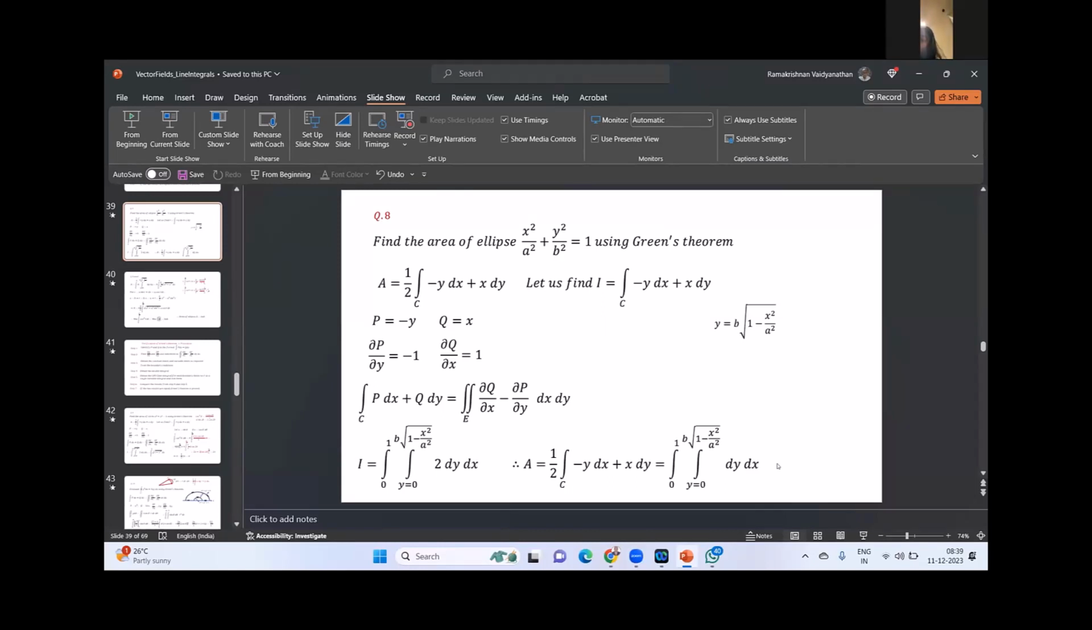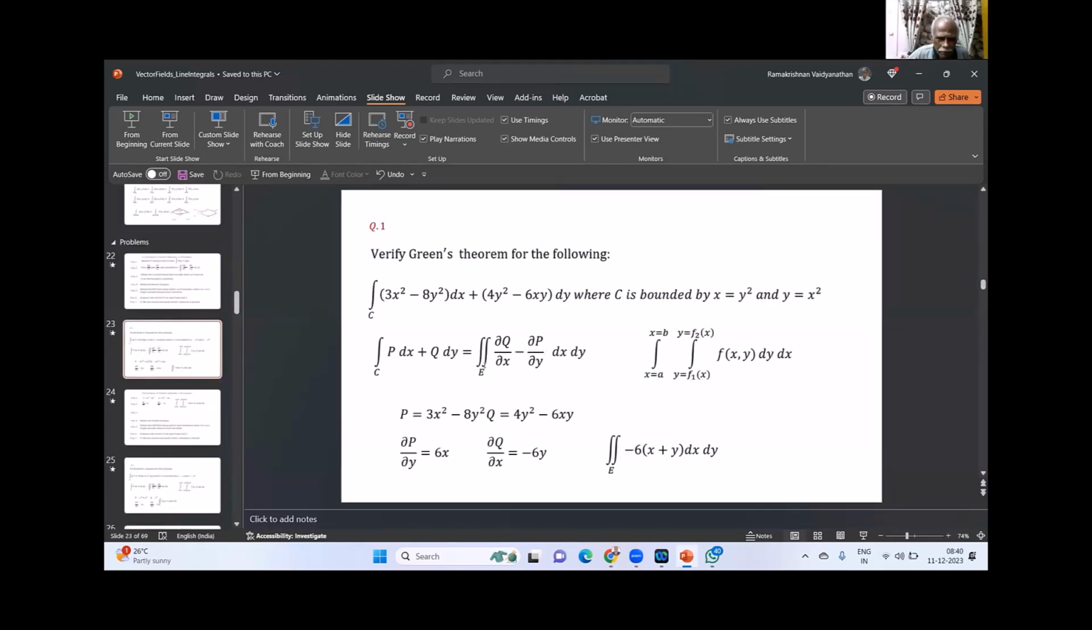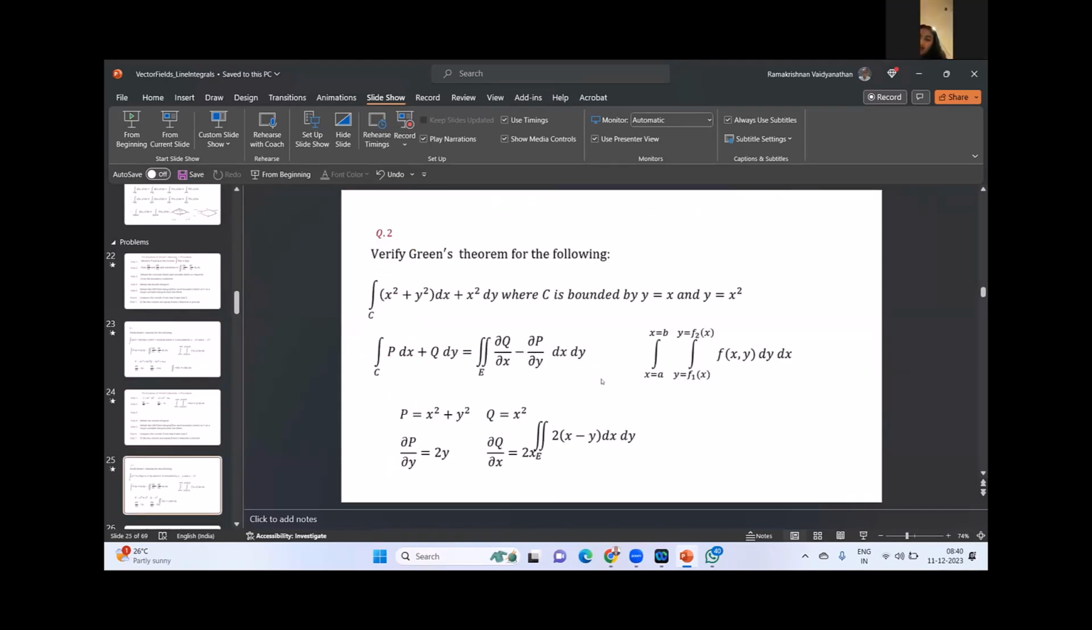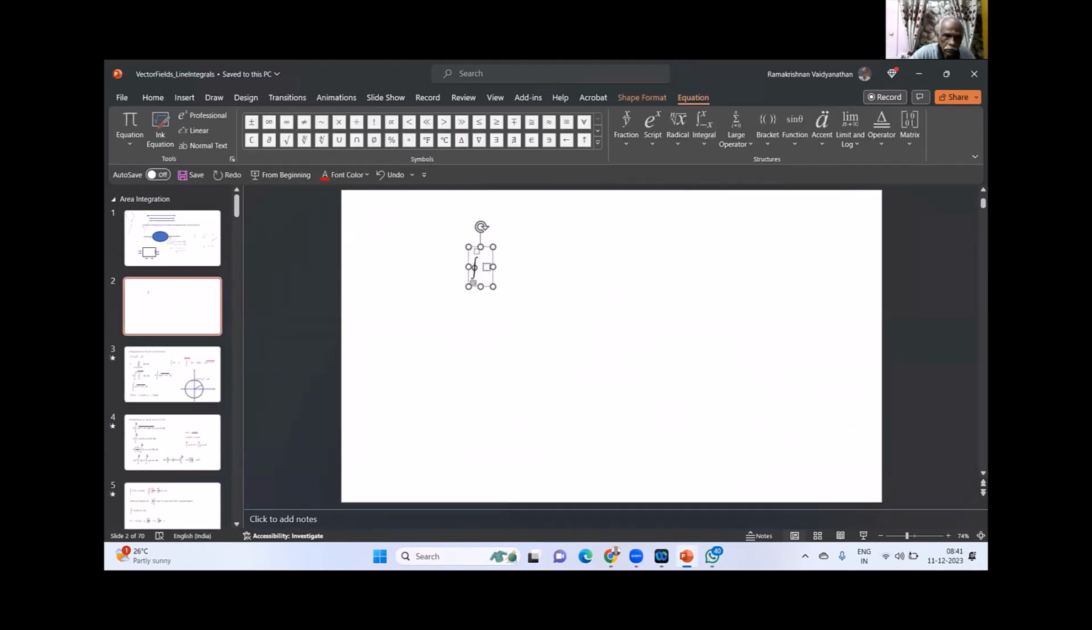For this problem, why negative y and y x? You know this problem. Any problem you take, where it is minus y dx plus x dy. That's all. You start this problem. When you do this problem, I will do this also. See, x dy minus y dx. This is the problem.